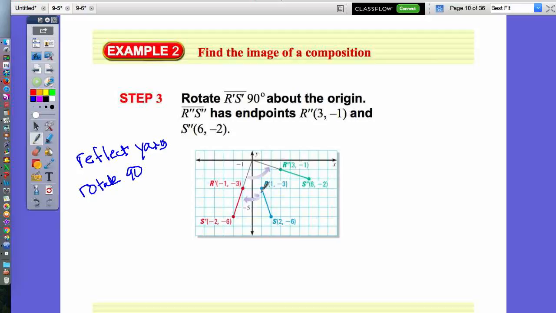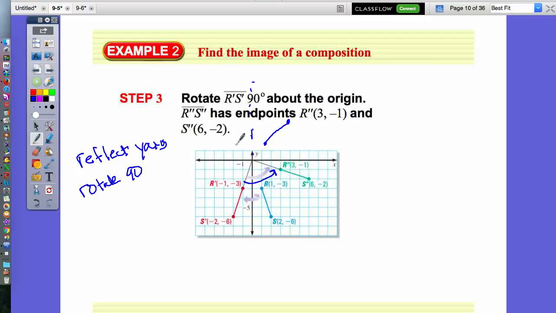But what I want you to get is if I reflect it over the y-axis, it moves from quadrant 4 to quadrant 3. And then I rotate it 90 degrees counterclockwise around the origin, because if it doesn't say, it's always counterclockwise. That's where I end up. Now, if I were to change the order, if I were to rotate this first 90 degrees, I'm going to end up in quadrant 1.